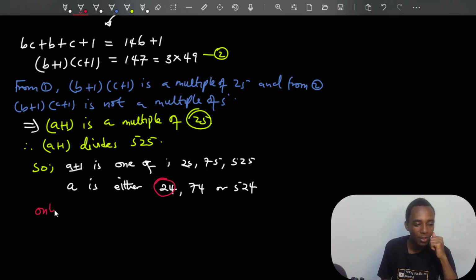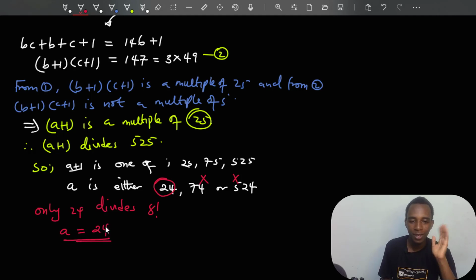8 factorial. So we will neglect all these and we say A has to be 24. Okay, so one value calculated.